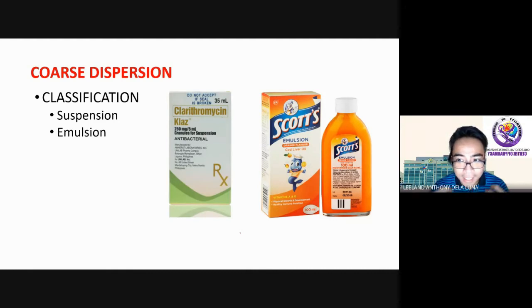Basically class, the difference between a suspension and an emulsion is that, most often than not, emulsions are thicker because they can either be oil in water or water in oil. As to suspension, oftentimes the suspending medium, or what we call the external phase, would be water most of the time. But of course class, there is a big difference between the two. So let's first discuss them individually.